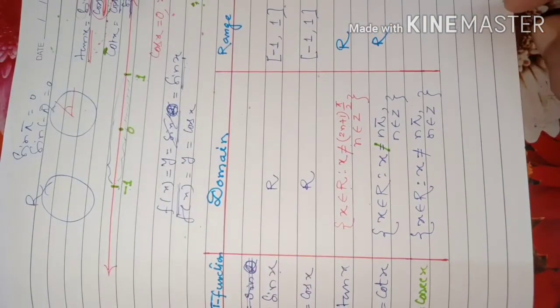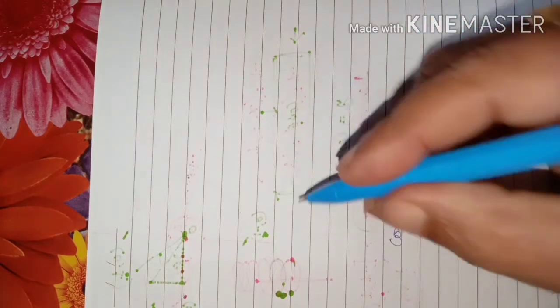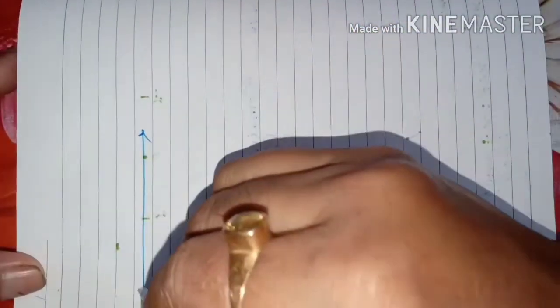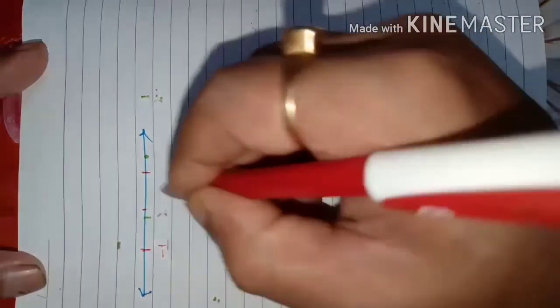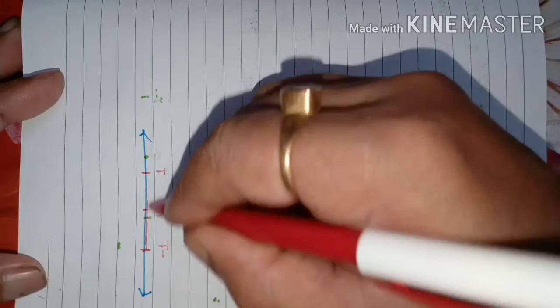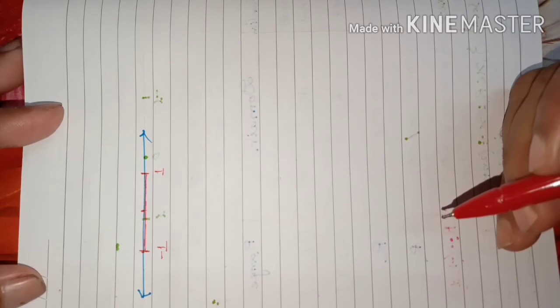Now, dear students, you just think about the range. Sine function's range lies between -1 and +1. Just you see, this is -1 and here it is +1. Sine function's range is between -1 and +1, including -1 and +1. Suppose this is the number line, the real number line, -1 and +1. All these points which are between -1 and +1, including -1 and +1, represent sine function's values.